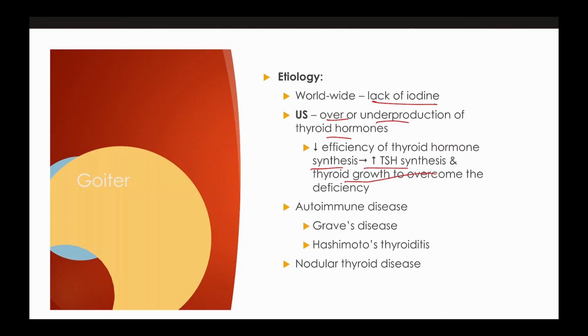Also, etiology, autoimmune diseases. So Graves' disease, Hashimoto's thyroiditis. Hashimoto's thyroiditis we'll go through. It starts off as hyperthyroidism, and then it burns out the thyroid, and eventually you all turn into hypothyroid patients. So Hashimoto's is first hyper, then it turns to hypo. Nodular thyroid disease is a form of cancer now. We'll get to the nodules a little bit later on.